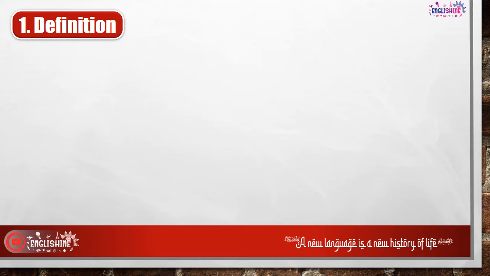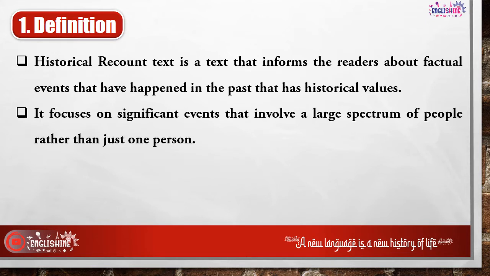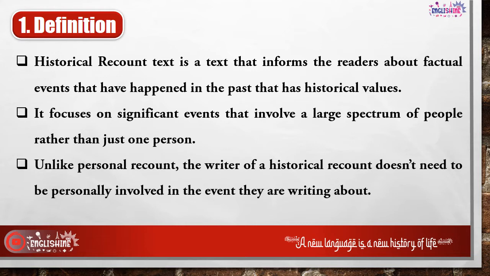First, definition. What is the definition of historical recount text? Historical recount text is a text that informs the readers about factual events that have happened in the past that has historical values. It focuses on significant events that involve a large spectrum of people rather than just one person. Unlike personal recount text, the writer of a historical recount text doesn't need to be personally involved in the event they are writing about.